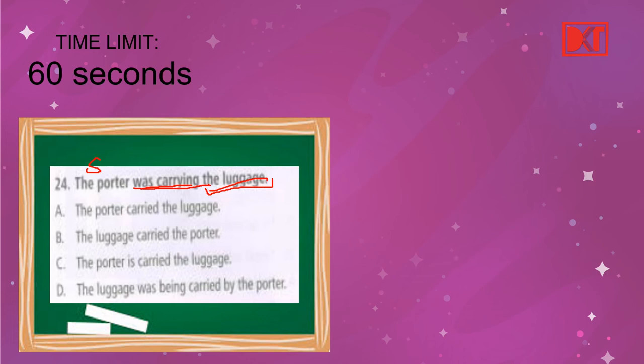Okay. So the luggage was being carried. Carried is the past participle, and carrying, because this is continuous, past continuous, so it becomes was being carried. And by whom? By, the subject here becomes the object. By the porter. Alright. The correct answer is D. The luggage was being carried by the porter. All right.